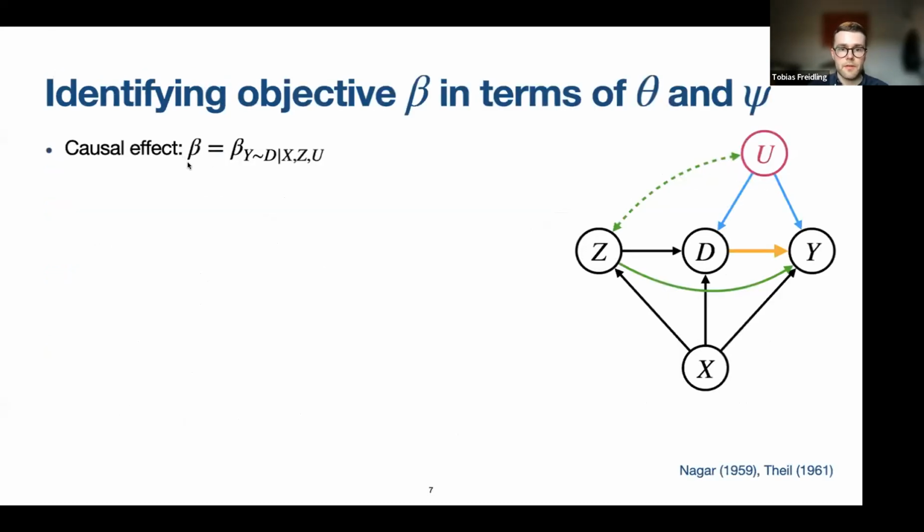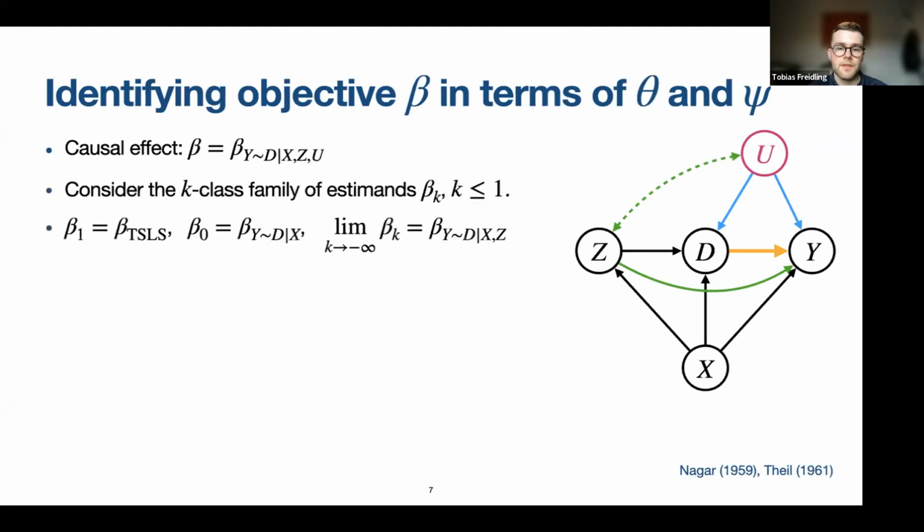So we already know what the objective is, and we know how we want to parameterize it. Now we actually need to do it. And to this end, it's helpful to consider the K-class family of estimates. This is also quite an old concept which cropped up in economics in the 60s. And this is basically a family of estimates and associated estimators with hyperparameter K, which interpolate the common ones like the two-stage least squares and the OLS estimators.